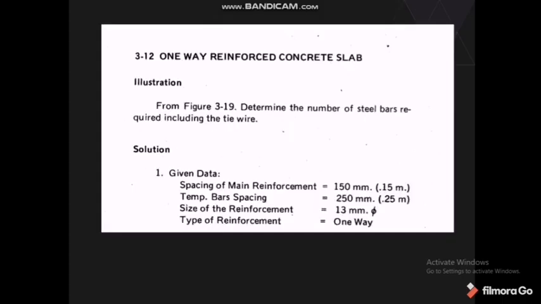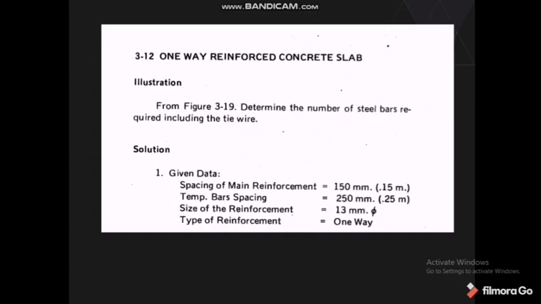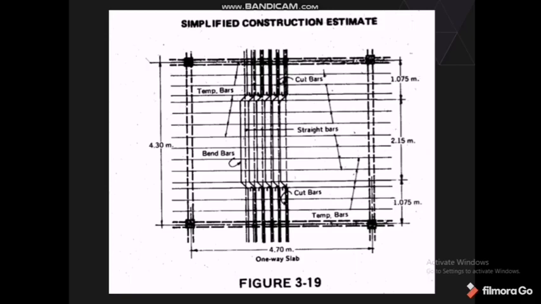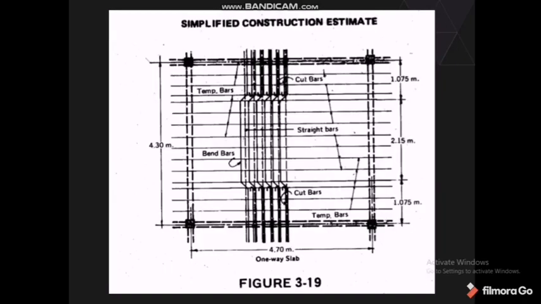One way reinforced concrete slab illustration. From figure 3.19, this is figure 3.19, determine the number of steel bars required, including the tie wire. So, solution. For the given data, spacing of main reinforcement is 150 mm, 0.15 meters, temperature bar spacing is 0.25 meter, and size of the reinforcement is 13 mm. Type of reinforcement is one way. This is figure 3.19.